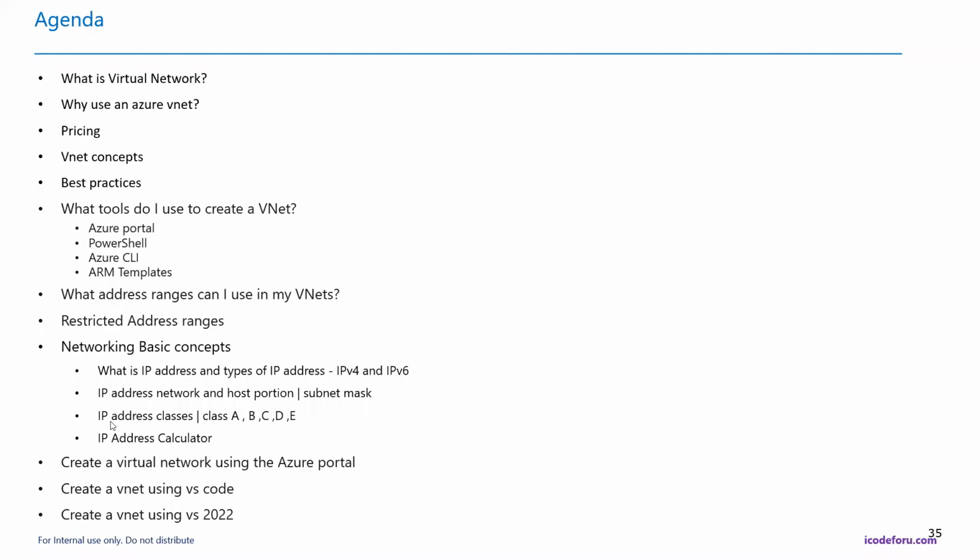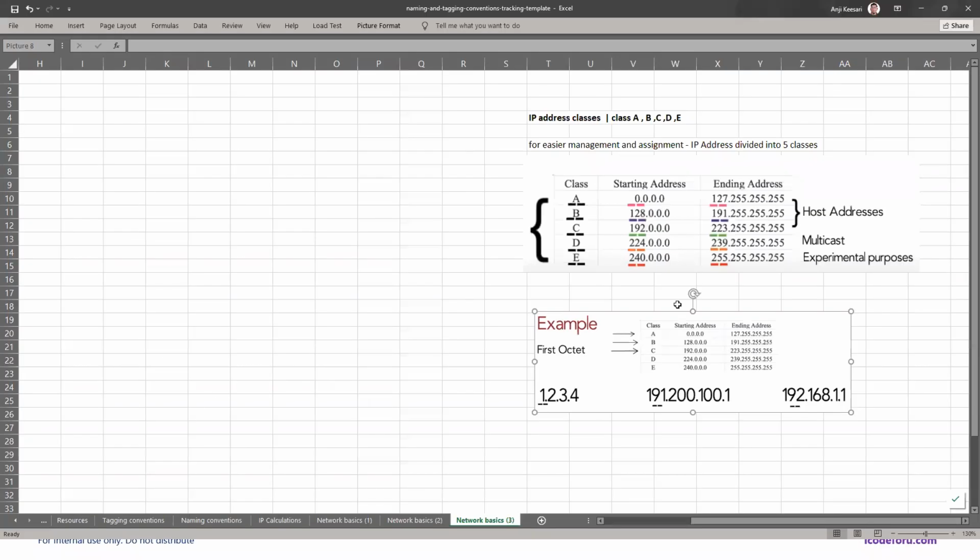Okay, next, try to understand the IP address classes. IP addresses are divided into 5 classes for easier management and assignment, because the number is huge. It is easy to manage if you know what class you are talking about. So the 32-bit address range is divided into 5 classes: A to E, A, B, C, D, E. And class A IP address range starts from 0 to 127.